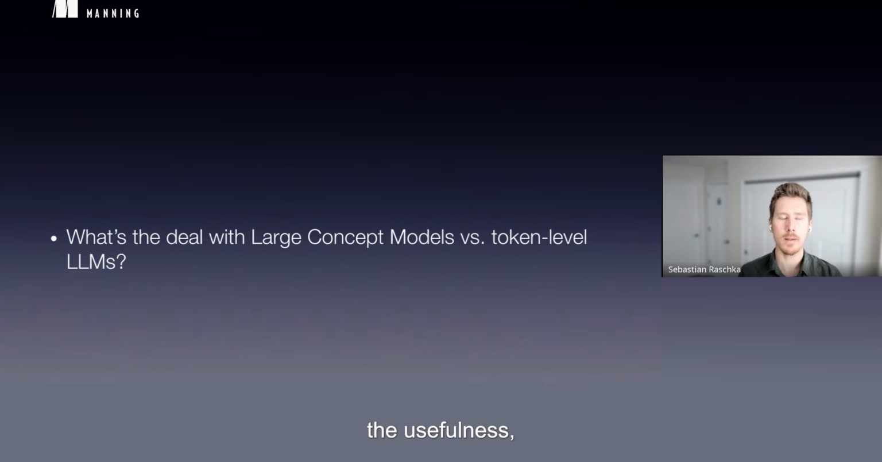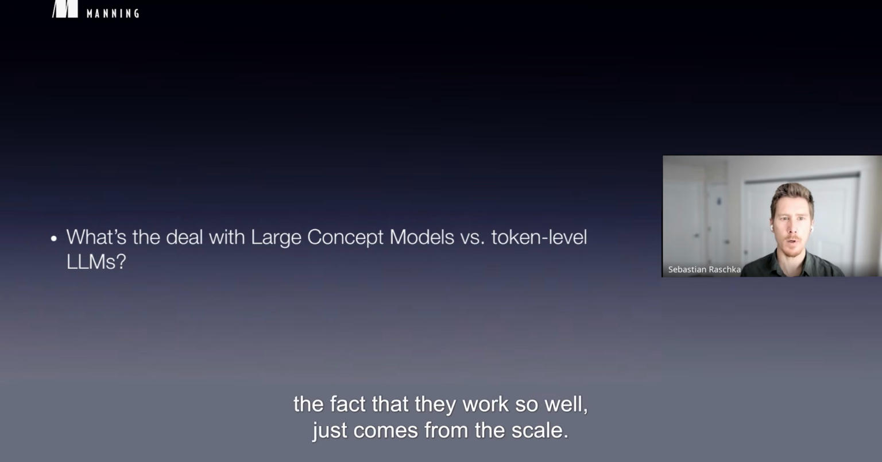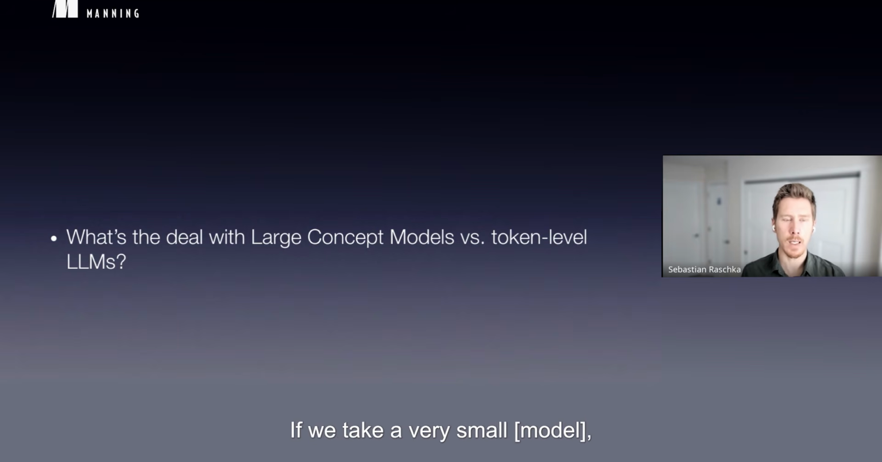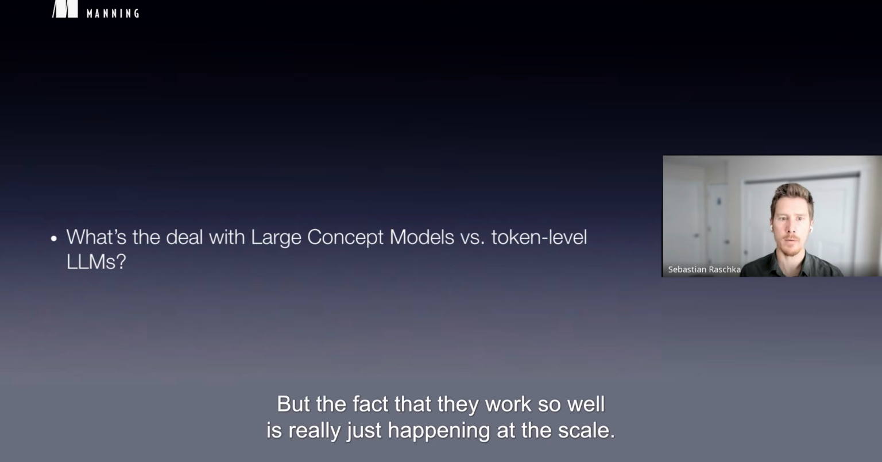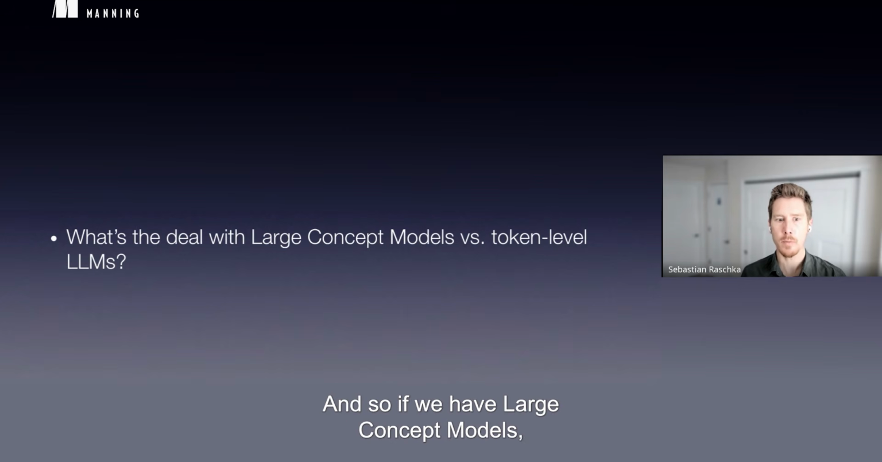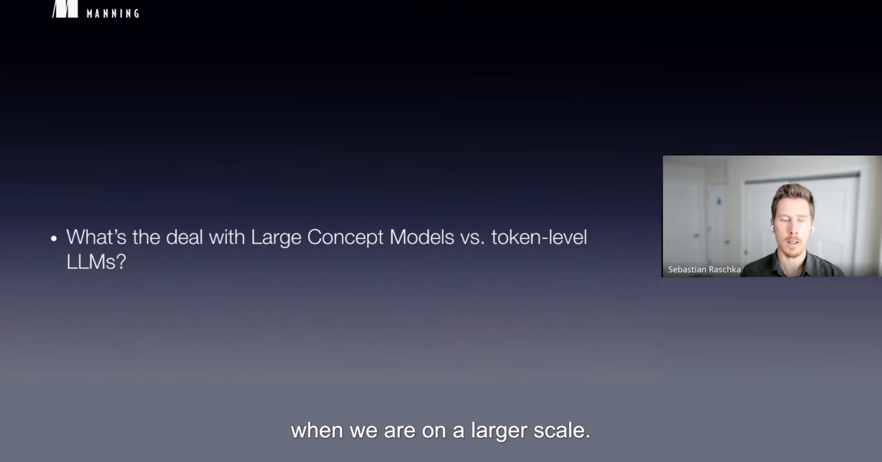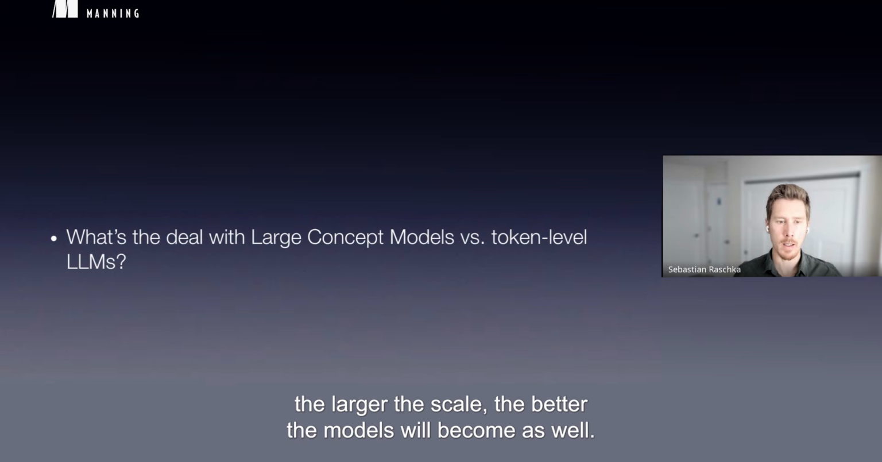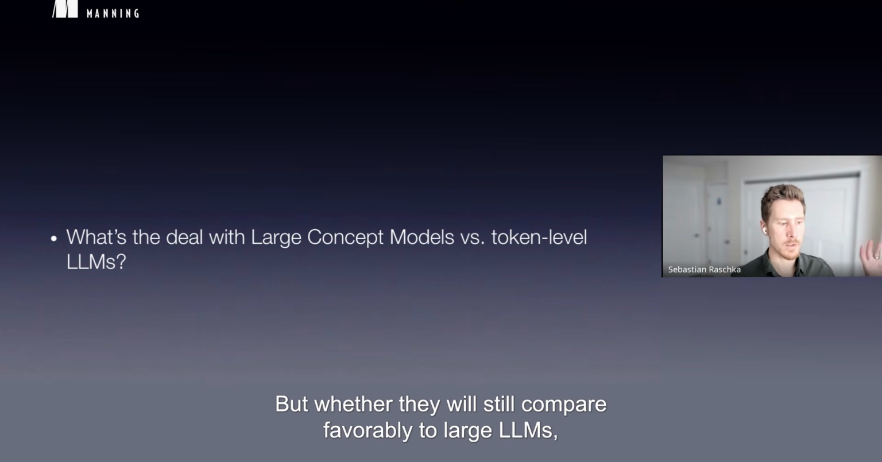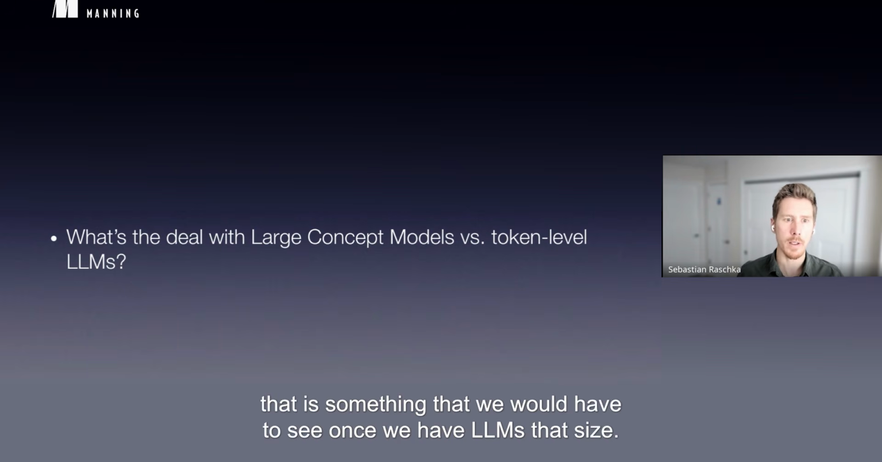Because the usefulness of LLMs, the fact that they work so well, just comes from the scale. If we take a very small LLM, even the one in the book, it's relatively unimpressive. It works, but the fact that they work so well is really just happening at scale. And so if we have large concept models, even if they might be promising on a small scale, we will have to see if that's still the case on the larger scale. Sure, the larger the scale, the better the models will become as well. But whether they will still compare favorably to large token level LLMs, that is something we would have to see once we have models of that size.